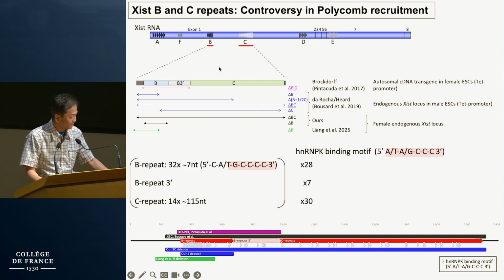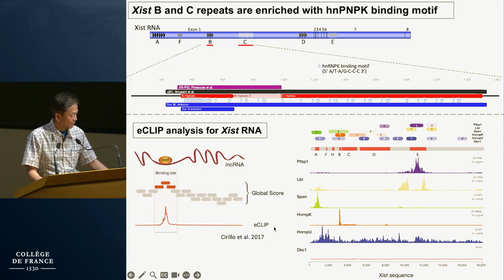Let me briefly explain. This Xist BC repeat retains many binding motifs of the HNRNPK protein. These rectangles show the binding motifs, and they are concentrated on these B repeats and also C repeats here. This is also proved by this eCLIP analysis. If we pull down with HNRNPK here, this B repeat showed a clear sharp peak of HNRNPK binding and a broad peak for the C repeat binding.